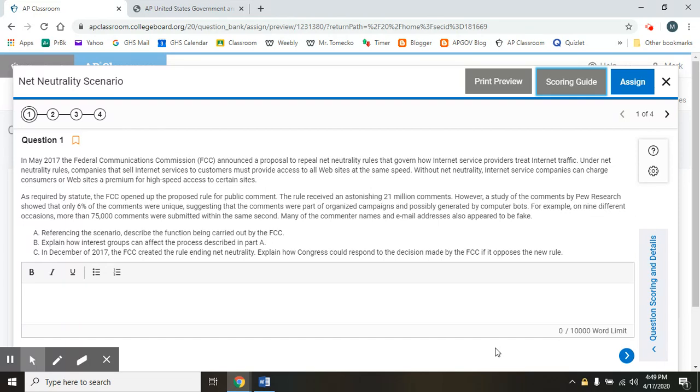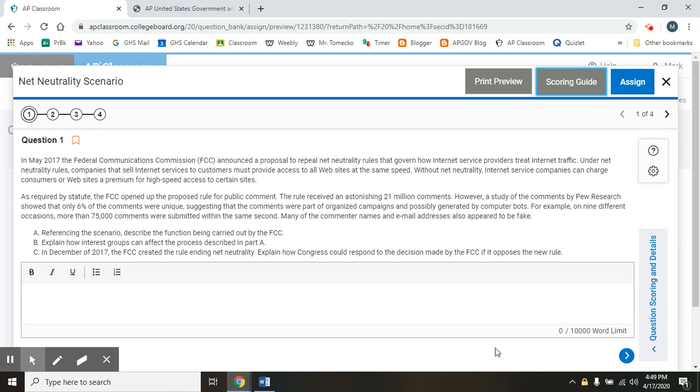Notice as we read the scenario, it says in May 2017, the FCC announced a proposal to repeal net neutrality rules that govern how internet service providers treat internet traffic. Under net neutrality rules, so twice they've used the word rules, companies that sell internet services to customers must provide access to all websites at the same speed. Without net neutrality, internet service companies can charge consumers or websites a premium for high-speed access to certain sites.